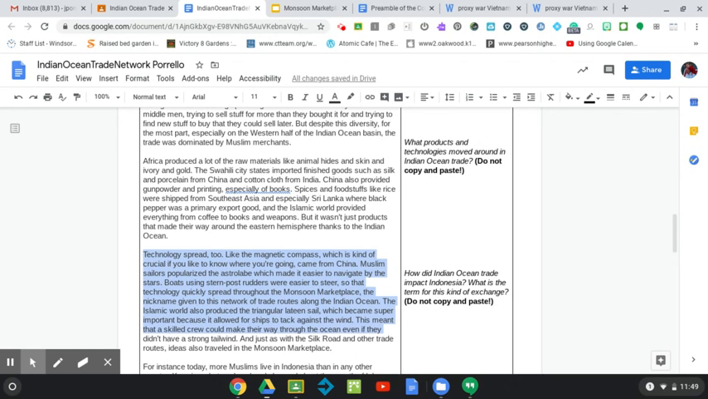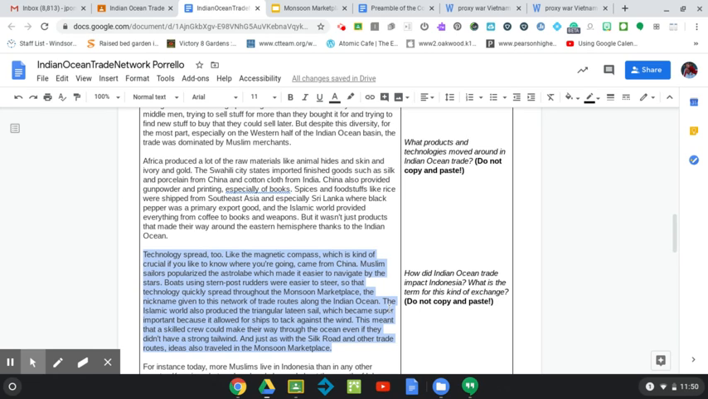It says technology spread too, like the magnetic compass, which is kind of crucial if you like to know where you're going. That came from China. Muslim sailors popularized the astrolabe, which made it easier to navigate by the stars. Boats used stern post rudders, which were easier to steer, so that technology quickly spread through the monsoon marketplace, a nickname given to this network of trade routes along the Indian Ocean.